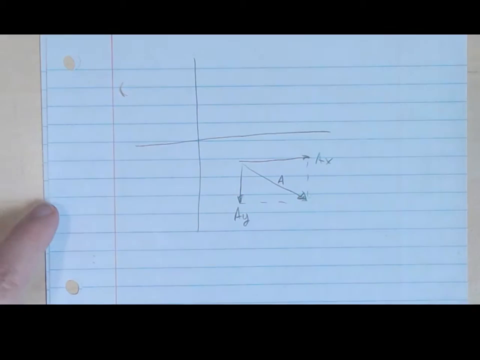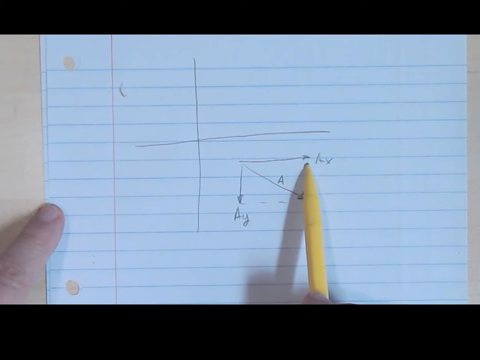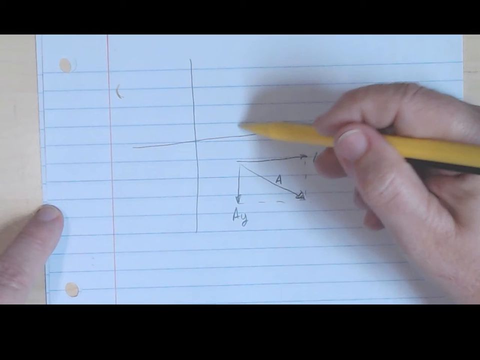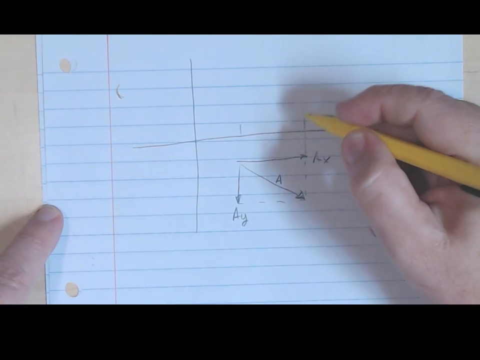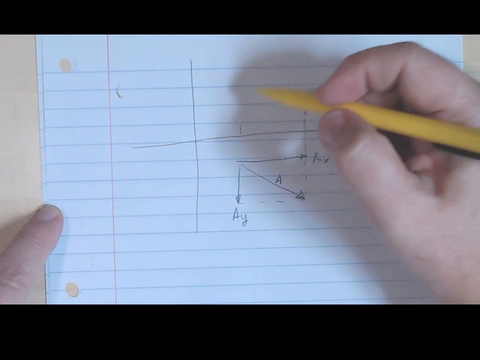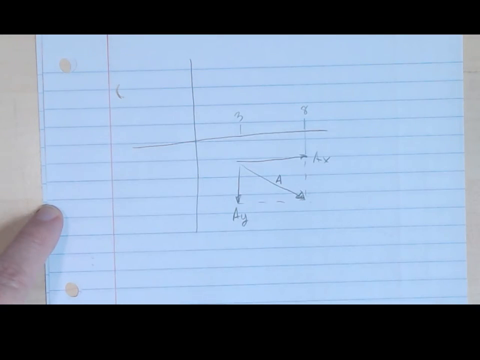So they're asking you two questions. The first one is they're asking you, what is the magnitude of the AX vector? Well, for this one, you can just project it up here and read what is the difference between this value and this. This is at about 8, and this is at about 3. So the magnitude of AX is about 5.